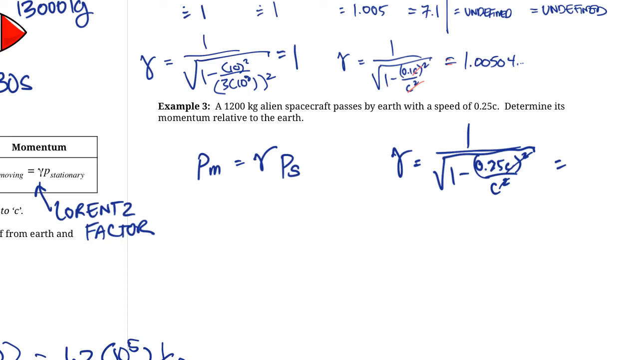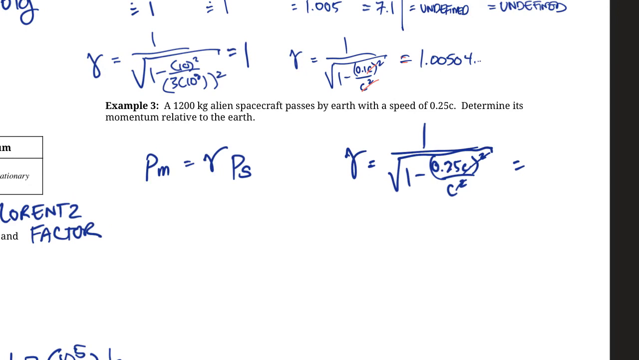So this is 1.0328. I'm just rounding to a bunch of significant digits. We'll round at the end. So basically 3.28% is our difference, right? Our rest momentum is going to be multiplied by that number. So we need to actually find our rest momentum, right? We don't know what our momentum is, but we do know that momentum is mass times speed. So we actually need to calculate the rest momentum and then multiply it by that factor.